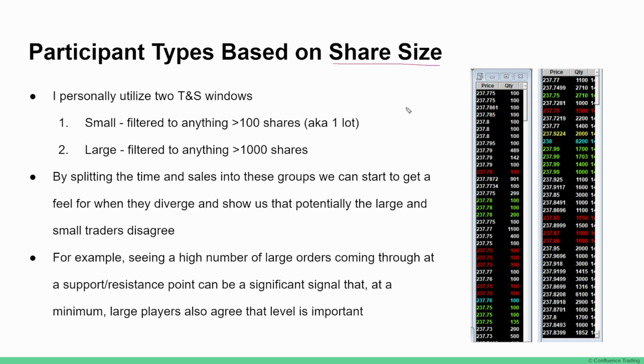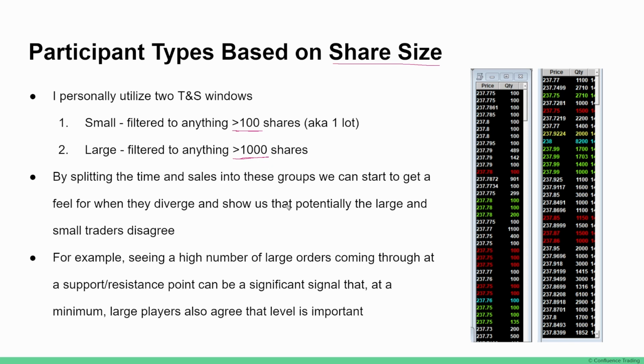So what I do is I actually have two time and sales windows on my platform that I'm paying attention to. I have one for small retail traders or even high frequency algorithmic trading that is just filtered to anything over 100 shares. The second window I have is filtered to anything over 1,000 shares. And I would consider these institutions or large prop traders.